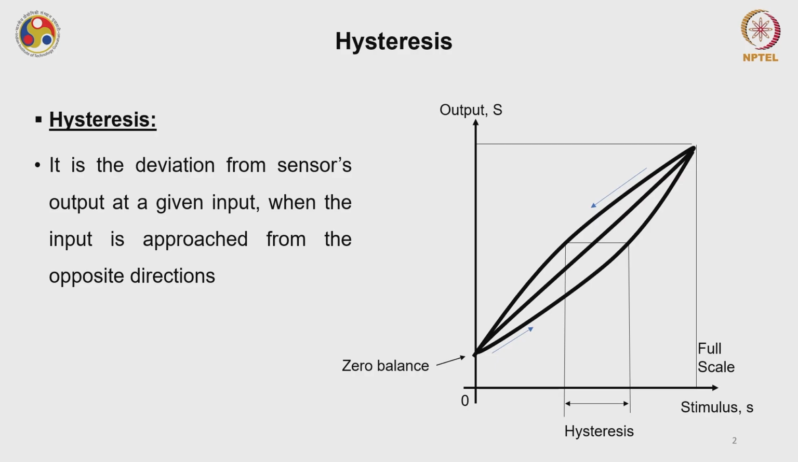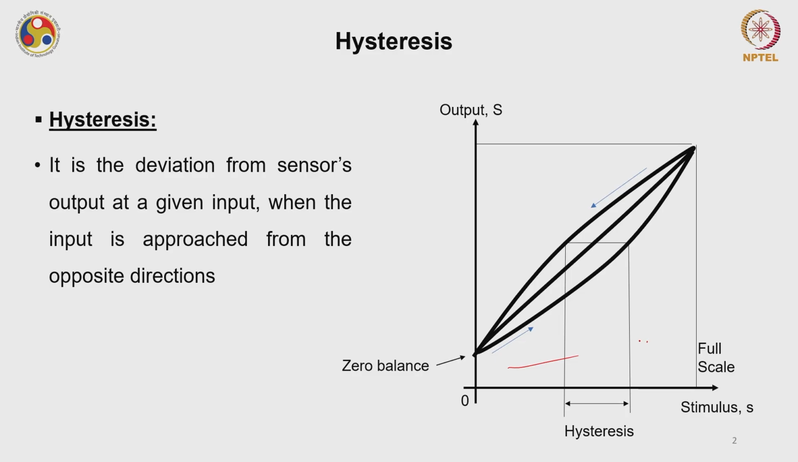So hysteresis is defined as a deviation in the output when the stimulus is applied in an increasing and then a decreasing sequence. It is the deviation from the sensor's output at a given input when the input is approached from the opposite direction. When I say opposite direction, I mean from the highest point to the lowest.